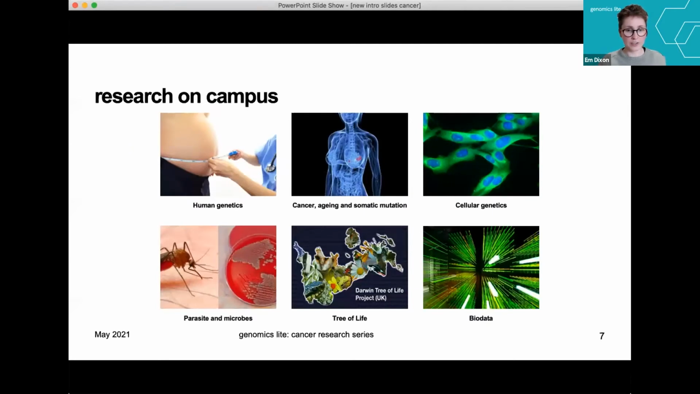We've got about 6 different areas of research that we look at. So we have human genetics, where we look at how diseases are passed down through families. We have cancer, which is obviously the area we're talking about tonight. Cellular genetics, so understanding how different cells operate. Parasites and microbes, which used to be mainly focused on malaria and right now has a big focus on COVID. Tree of Life, so looking at biodiversity in the UK, and biodata, so looking at all that data we get from our experiments.